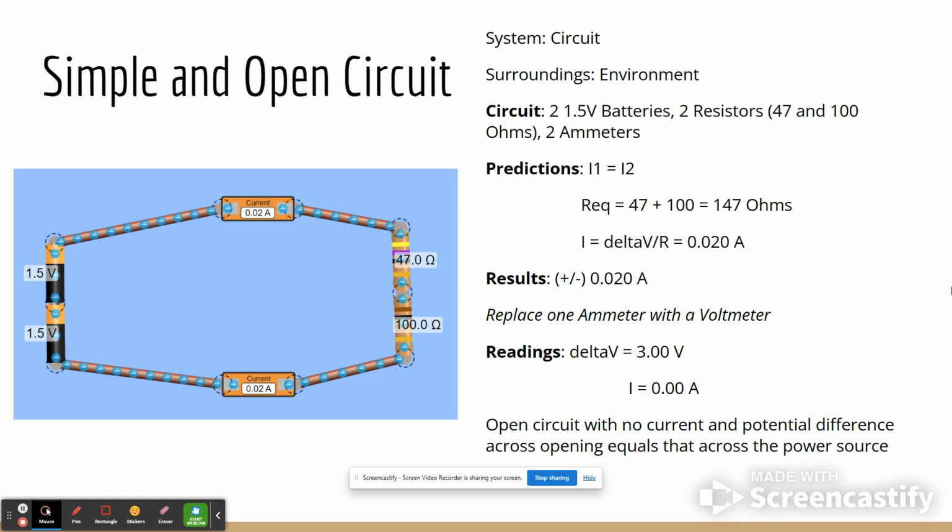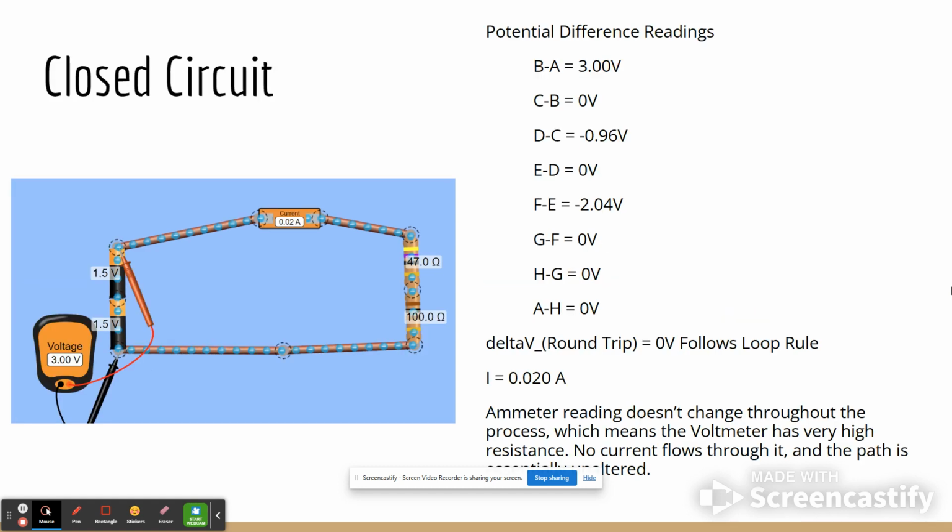And then replacing one, the voltmeter readings are delta V equal to 3 volts, I equal to 0 amps. The open circuit has no current, and the potential difference across the opening equals that across the power source.